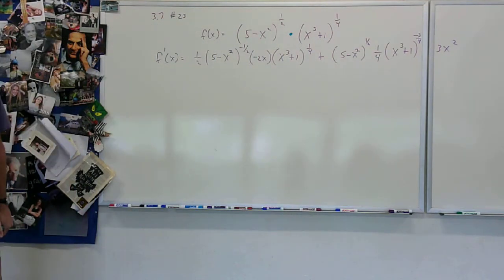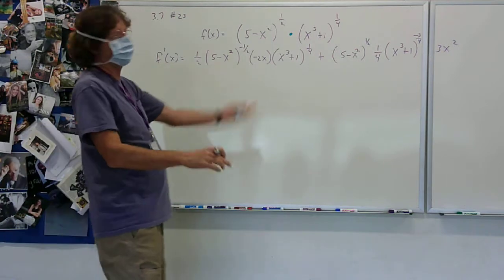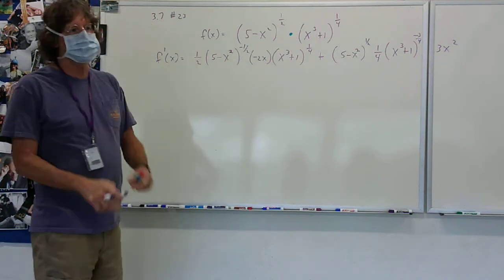And that's your derivative. Happy? If you got the derivative right, that's a good start. Because if I asked you what's the slope at x equals 1, you just put a 1 in there, right? But now you've got to simplify it.